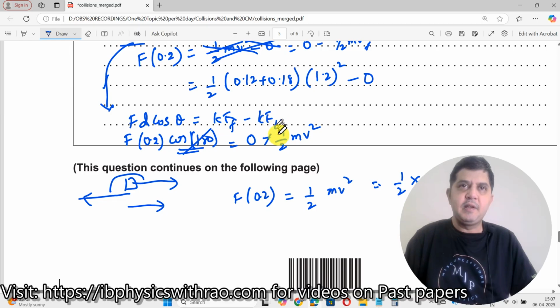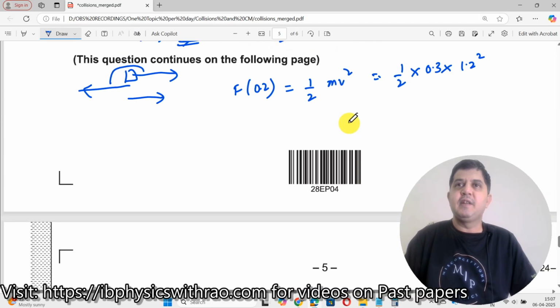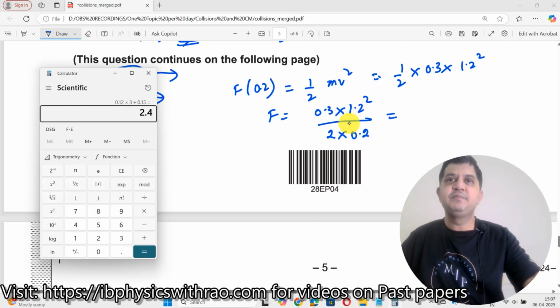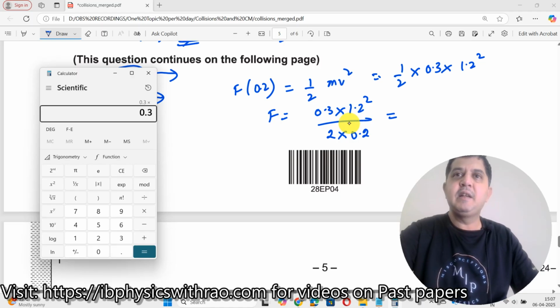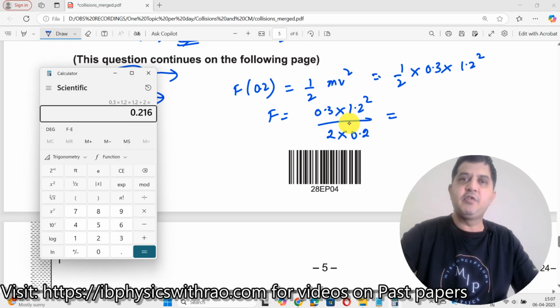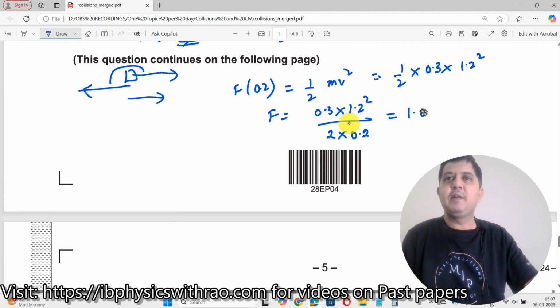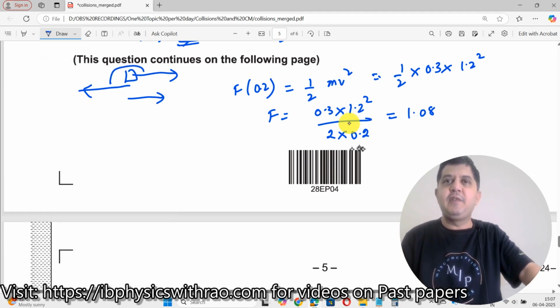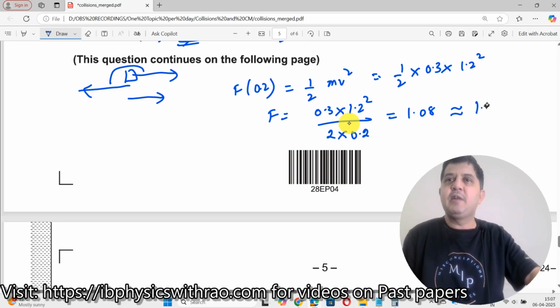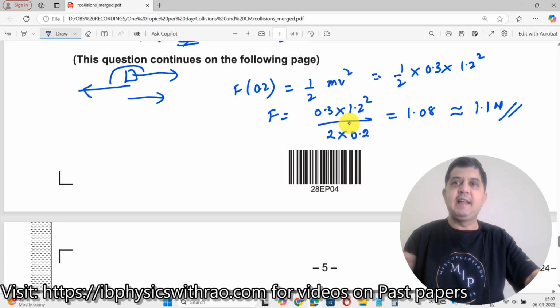Let me check it with 1.2 only, right? 1.2 square. So when I do this, I get F is equal to 0.3 into 1.2 square divided by 2 multiplied by 0.2. Let us calculate that value. I get 0.3 multiplied by 1.2 into 1.2 divided by 2, divided by 0.2, which will be 1.08. Since we are having only two significant figures, I will approximate this to be 1.1 Newton. So this is the answer for it.